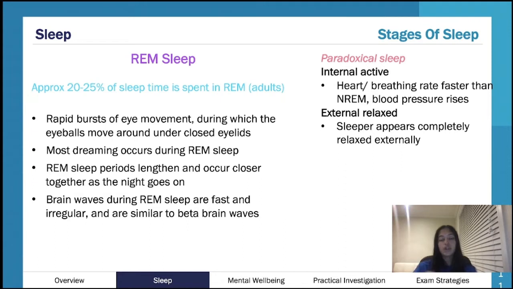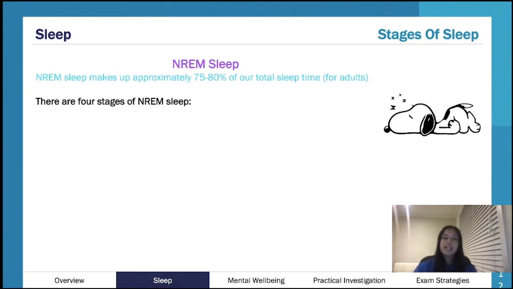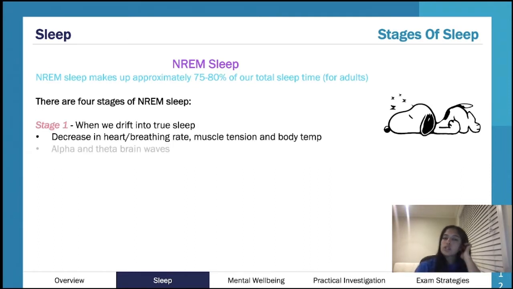So yeah, internally active, that idea of your heart rate might be going a little bit faster than NREM, the idea that your brain is ticking a little bit faster, but externally you're sort of frozen. So it's that idea of paradoxical sleep. Okay, if we compare that to NREM, NREM obviously makes up the majority of our sleep. So it's about 3/4 to 4/5 for adults, being aware that sleep changes as you age. But it's about a 3/4, 1/4 sort of thing that goes on. So just remember that you are mostly in NREM.